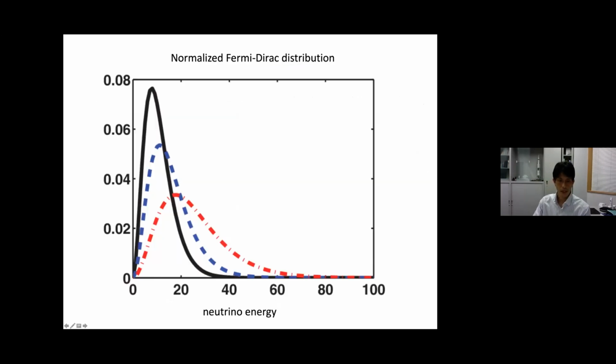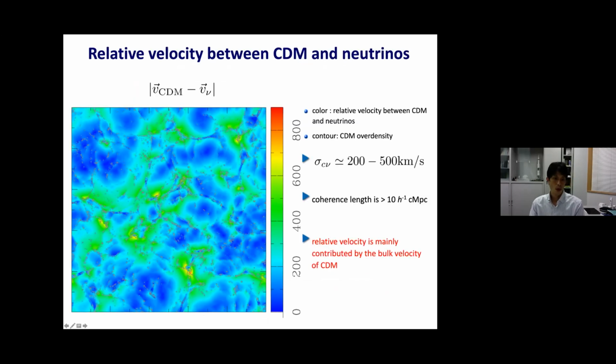I'm going to skip. This is a simple illustration of how the Fermi-Dirac distribution can be represented by a finite number of particles. Okay. We also calculate the relative velocity. This relative velocity becomes important later because it causes the dynamical friction against the dark matter component. So, relative velocity distribution. Again, near the large scale structure, we see the clear streaming of dark matter against the sea of neutrinos.